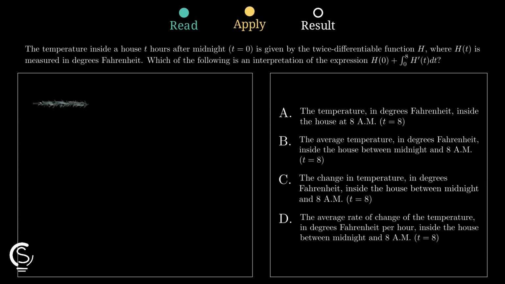Now, we add the initial value h of 0 to that integral. This calculation combines the starting temperature at midnight with the total change that occurred during the next 8 hours.